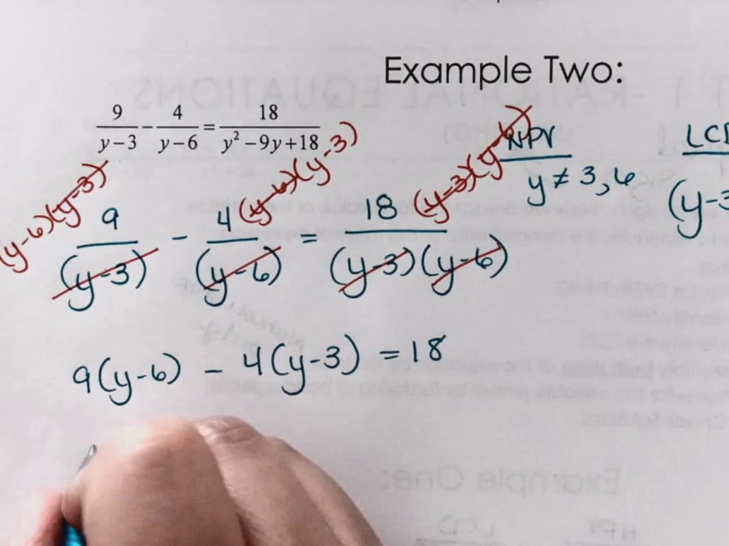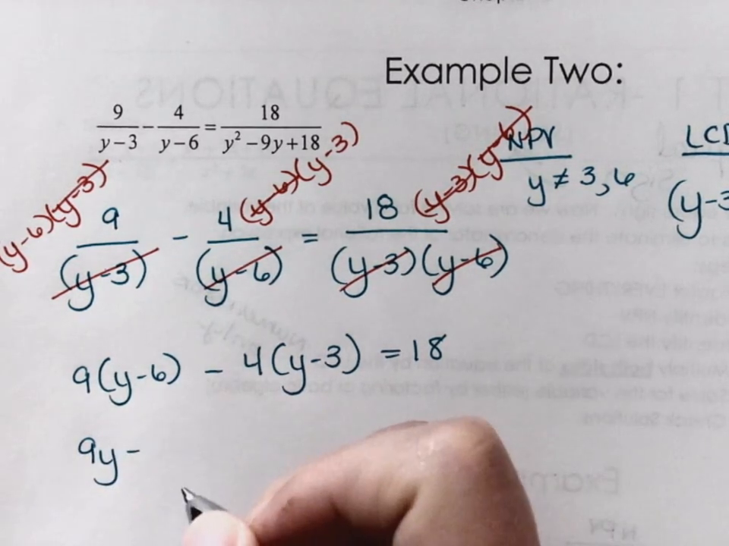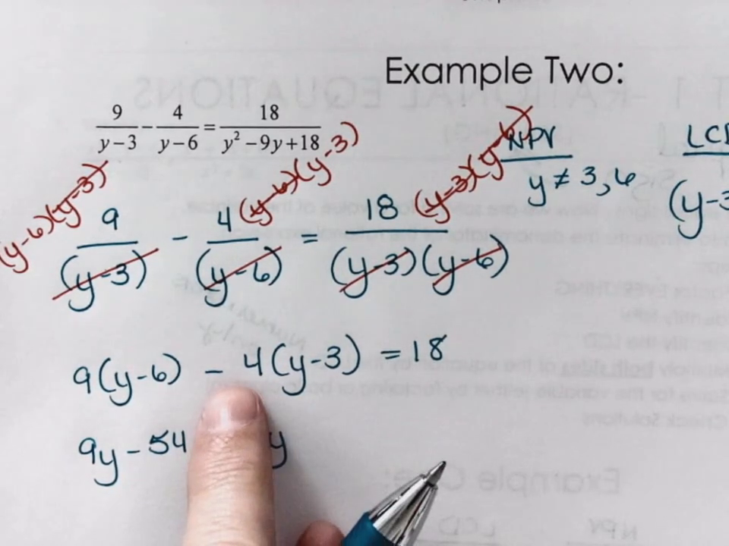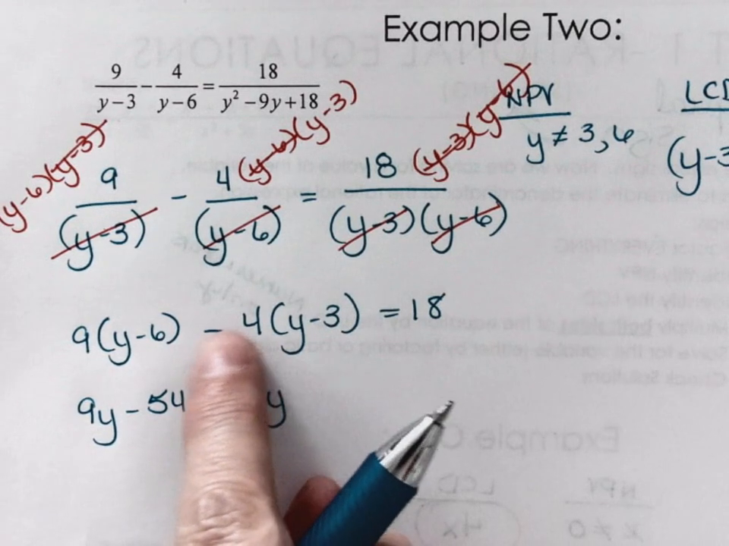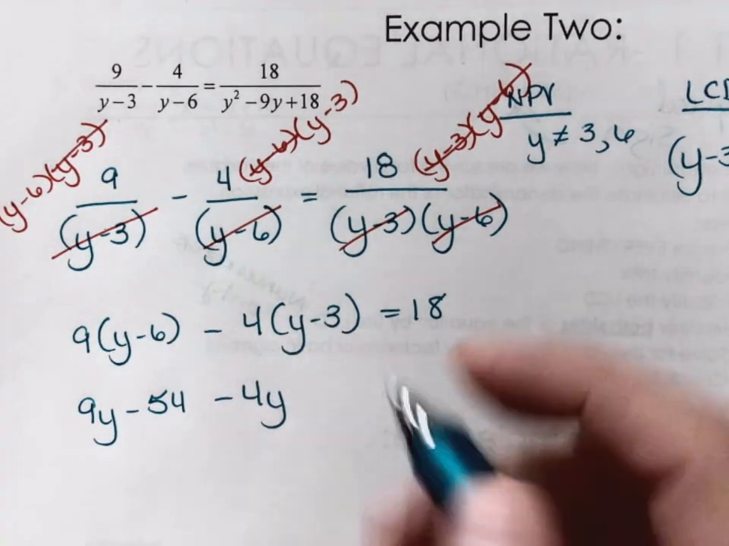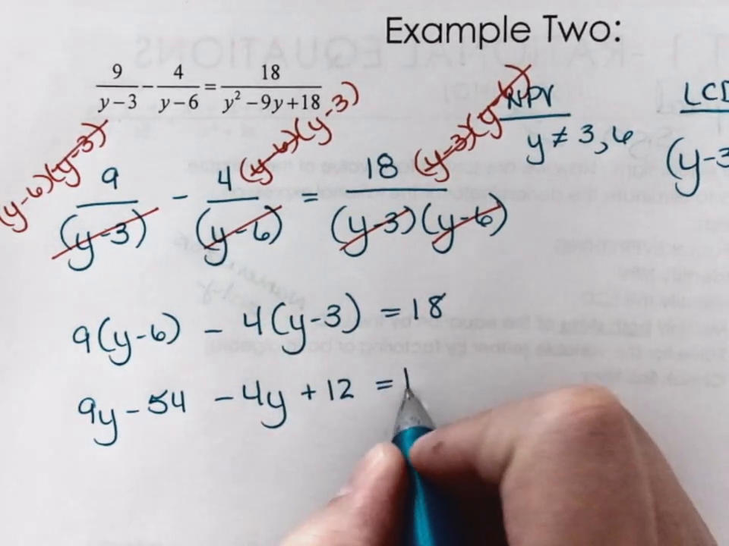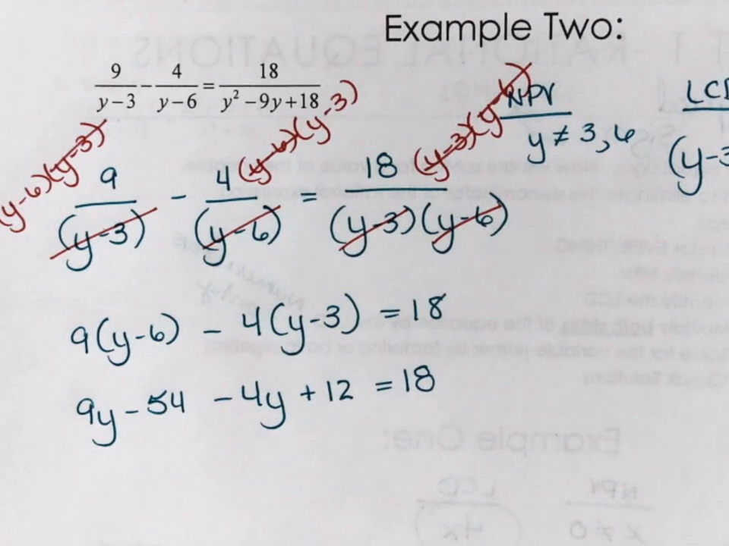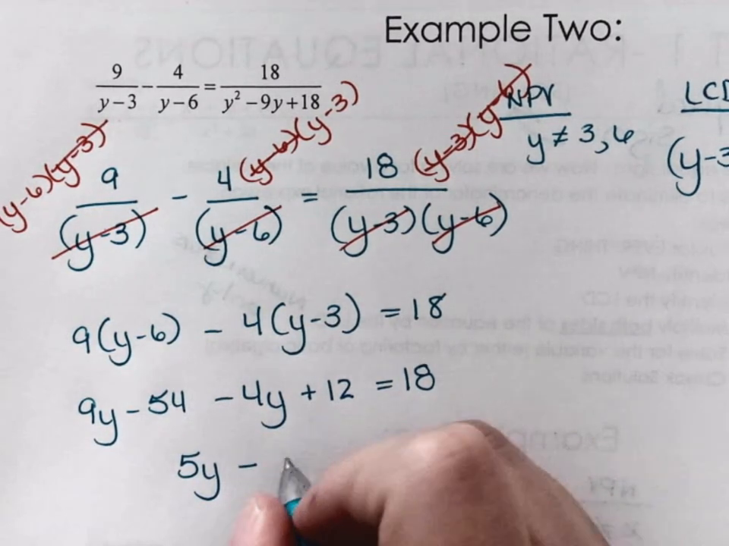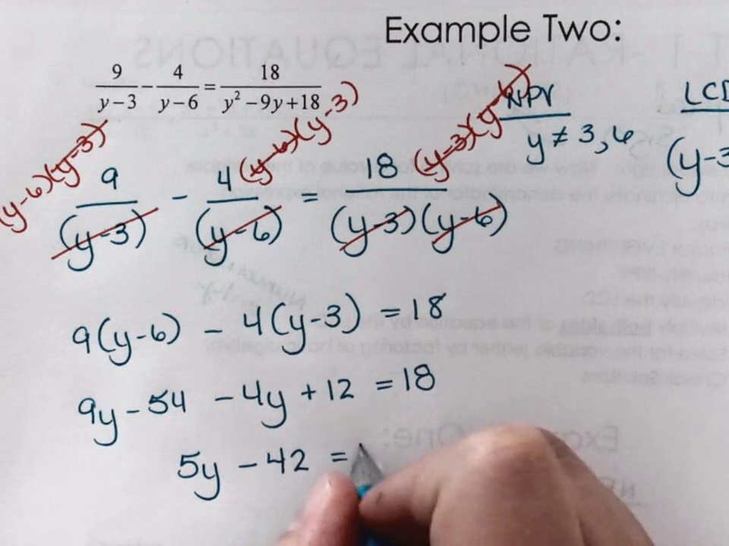I'm going to multiply these through, so I've got 9y minus 54. Had to think there for a second. Okay, this is an easy place to miss something. So it's like negative 4 times y is negative 4y. Negative 4 times negative 3 is a plus 12. So before I start moving anything here, I don't have any y squareds or anything. So this means I'm just doing straight algebra. So I'm going to have 5y minus 42 equals 18.